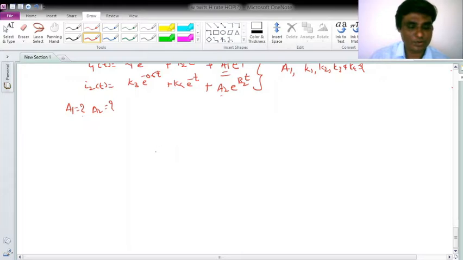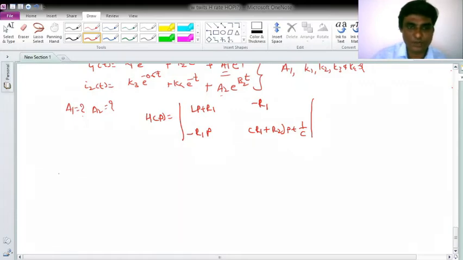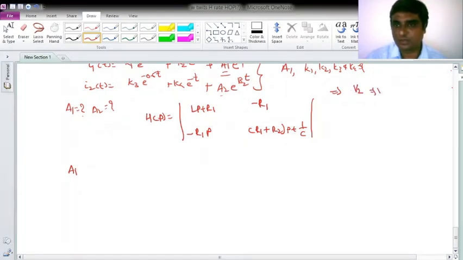So for the particular solution we know H of P. Let me write H of P again. What was my H of P? LP plus R1, minus R1, this was minus R1P, and it was (R1 plus R2) P plus 1 over C. This was my H of P. Now to compute a1, let me express my forcing function. What was it? V2. So let me express V2 e raised to 0t. So your alpha 1 is V2 and your beta 1 is 0.